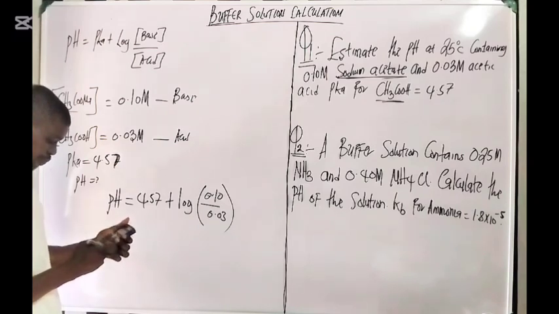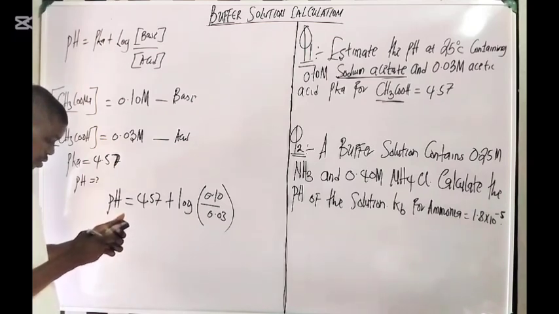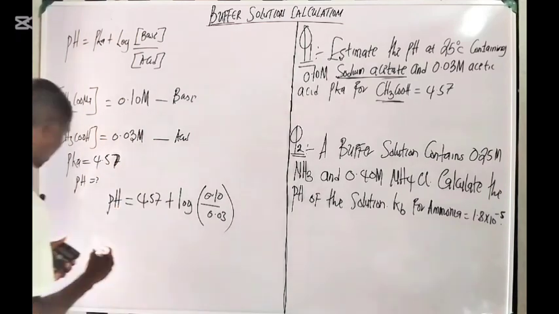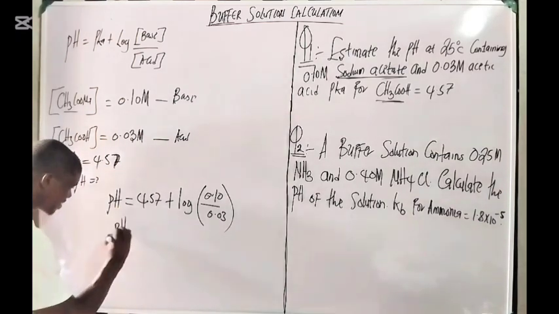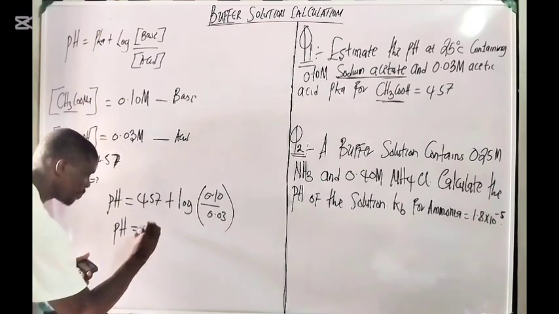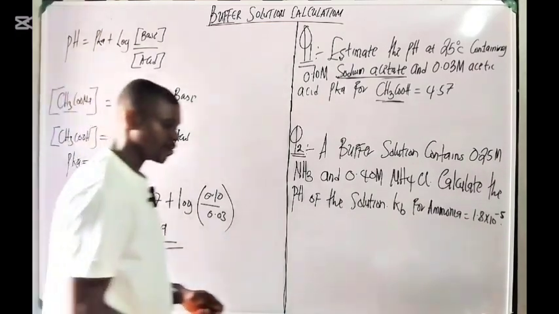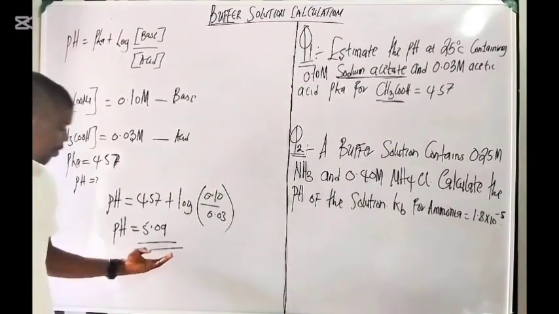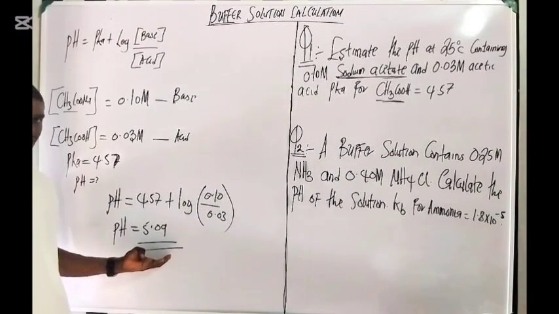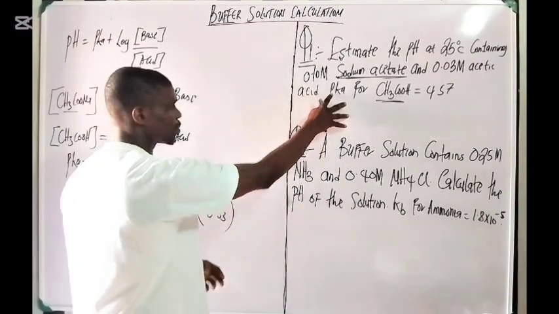4.57 plus log of 0.10 divided by 0.03. So the pH here is equal to 5.09. That is the answer, 5.09. That is the pH.